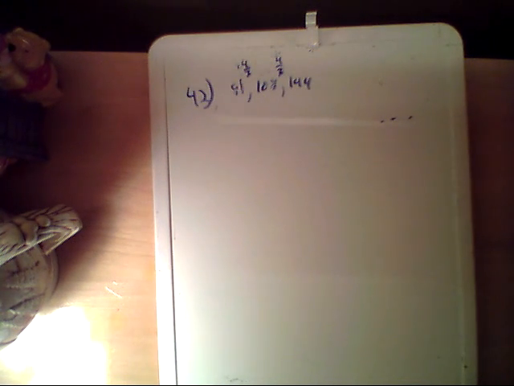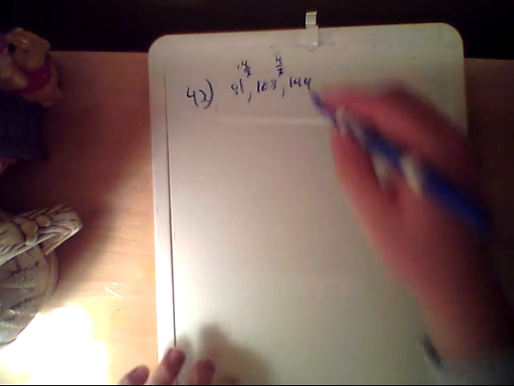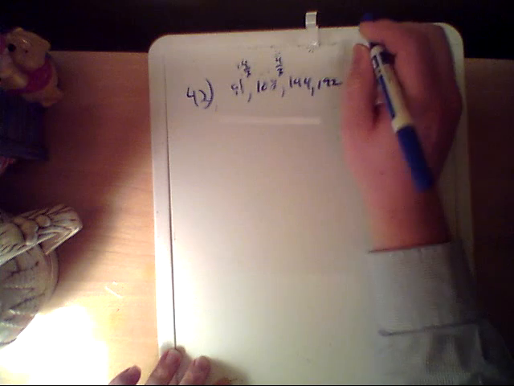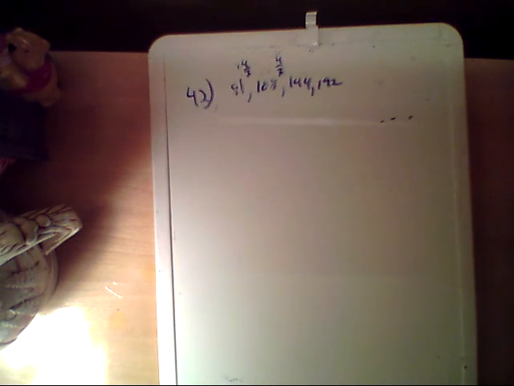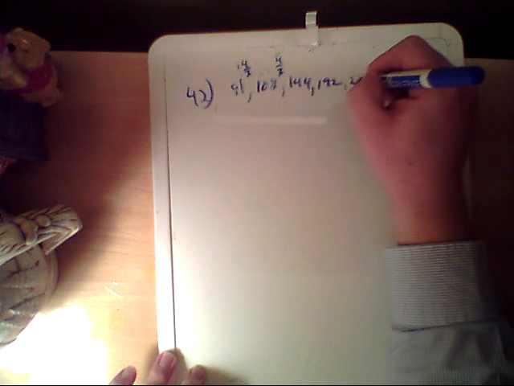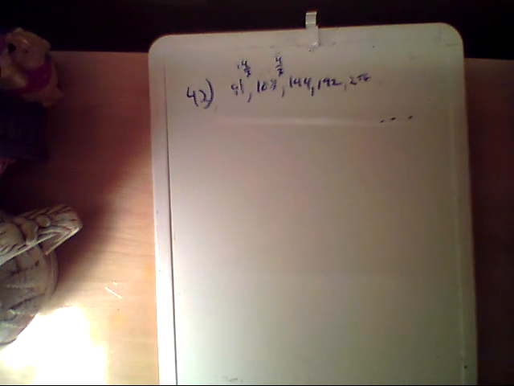144 times 4/3 is 192. And that times 4/3 is 256. And then 256 times 4/3 is whatever. Let's see, times 4 divided by 3 is, oops.